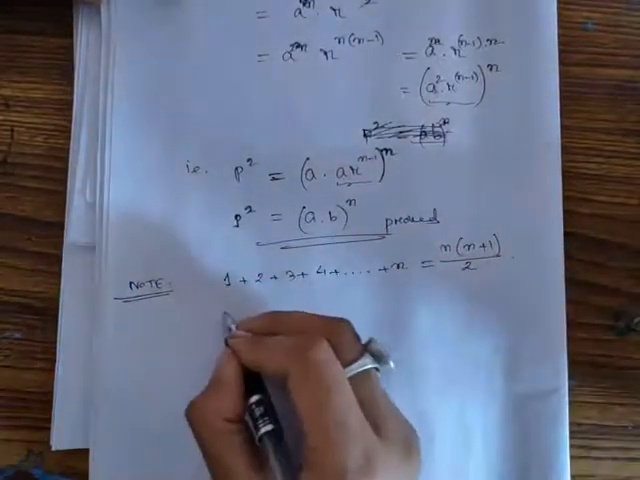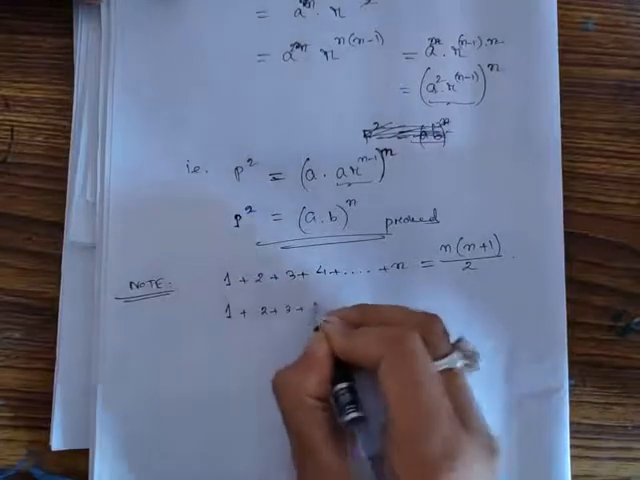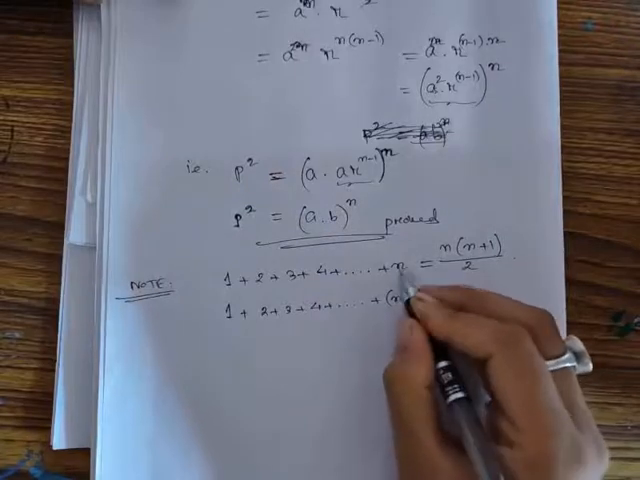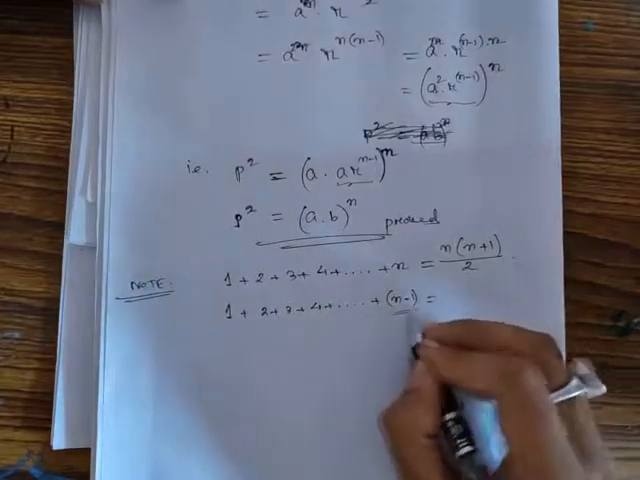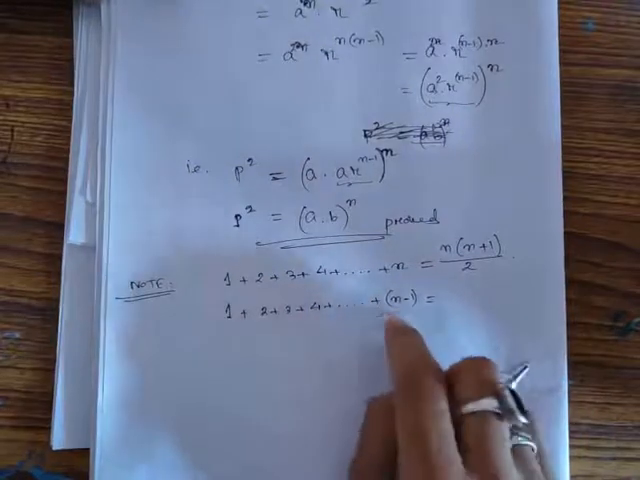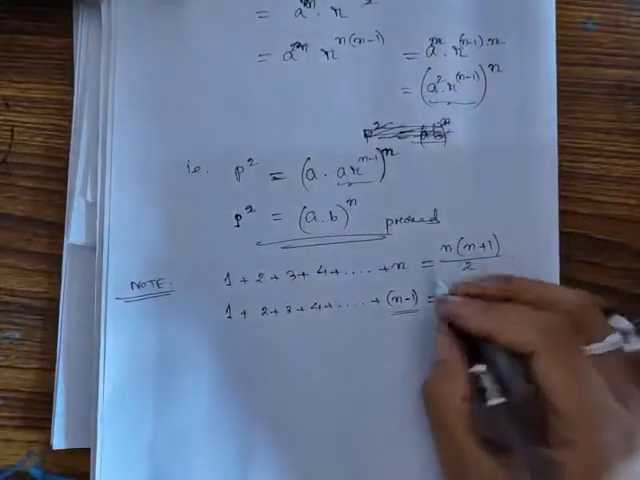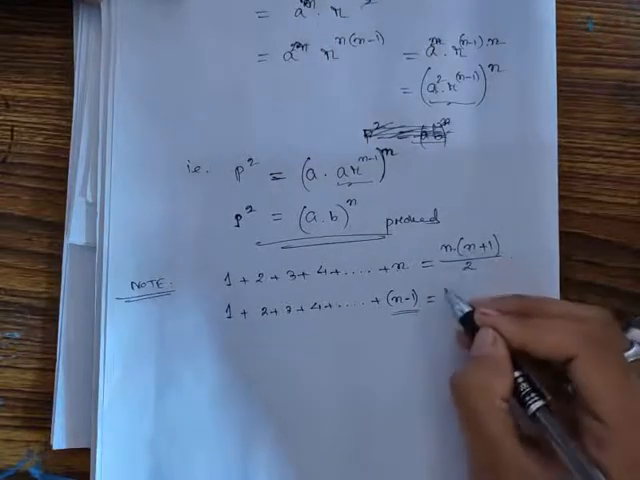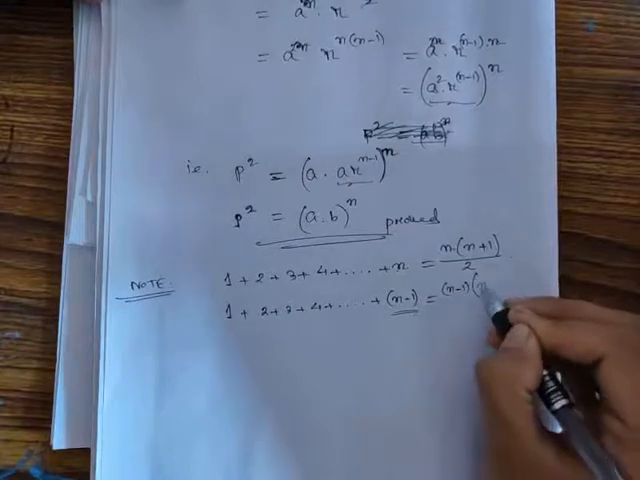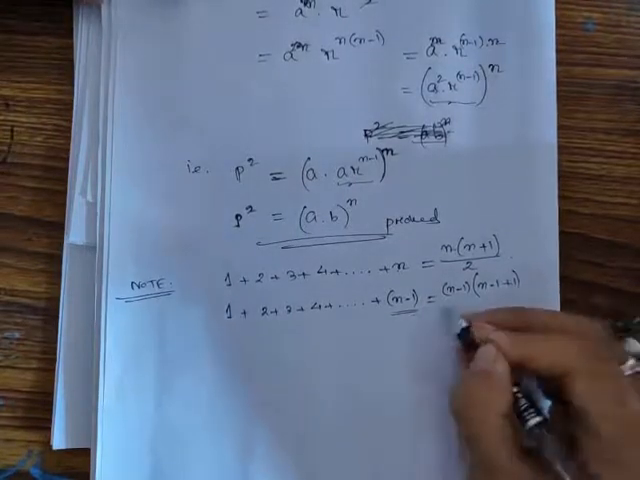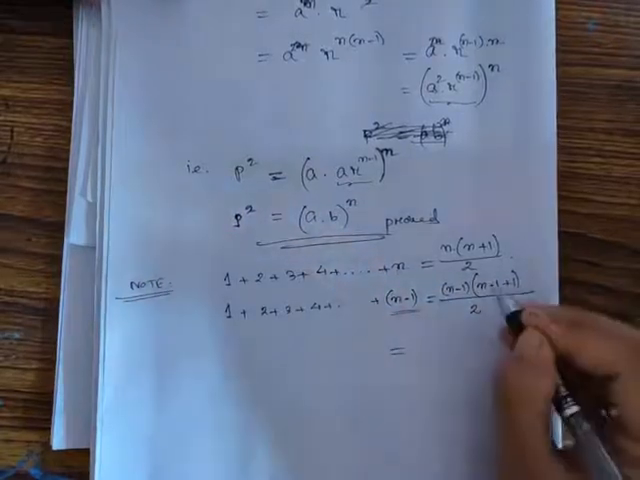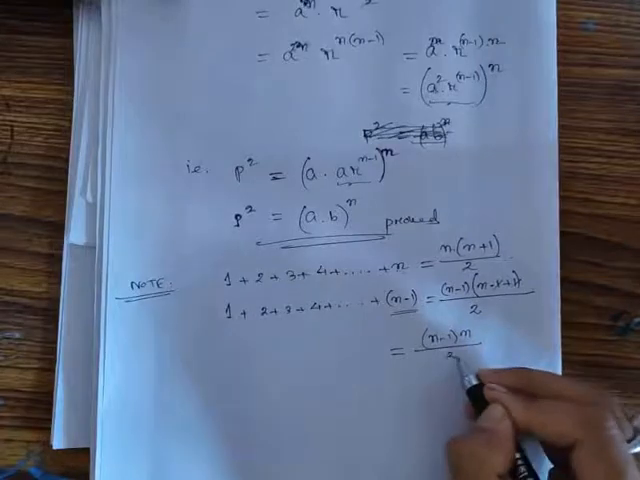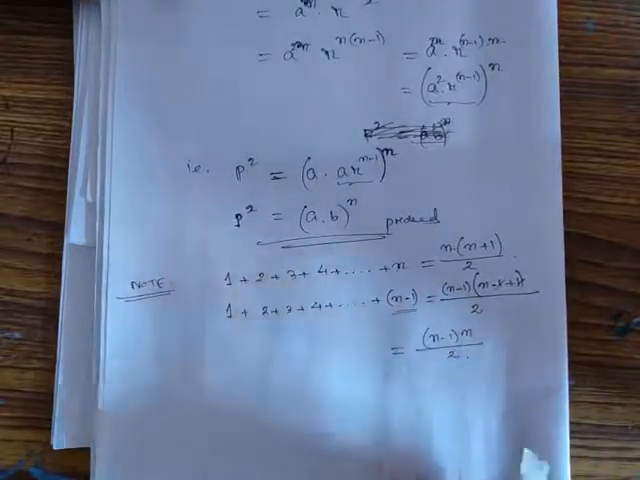Here, in 1 plus 2 plus 3 plus 4 plus and so on, the last term is n minus 1, which means the sum of the first n minus 1 natural numbers. So wherever there is n in the right hand side, n into n plus 1, we replace n with n minus 1. So this is a formula you need to remember. Minus 1 plus 1 will get cancelled: n minus 1 into n by 2. So this is your sum of the first n minus 1 natural numbers.